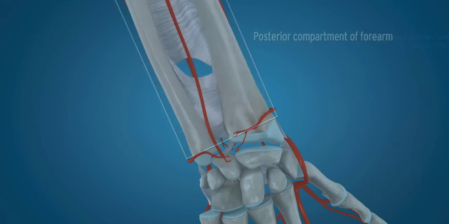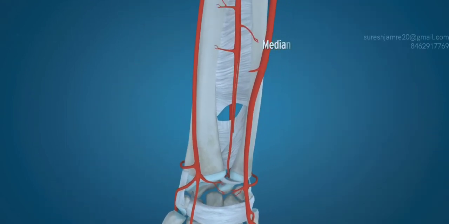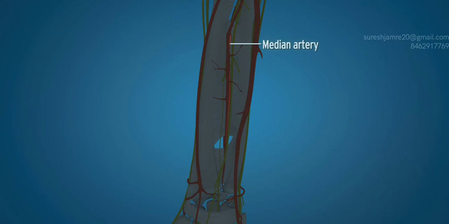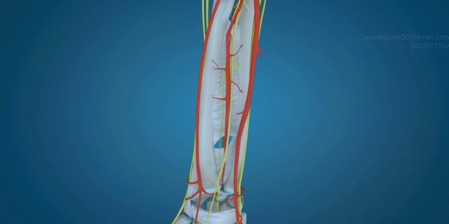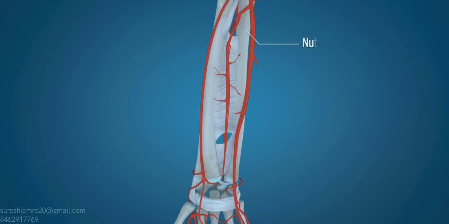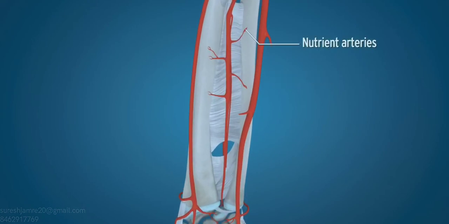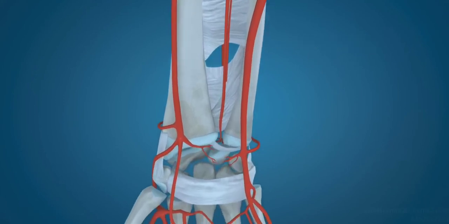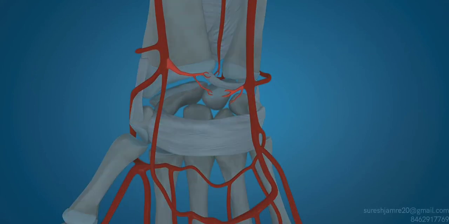Branches. Median artery. Arises in the upper part and it accompanies the median nerve. This is the axial artery of the upper limb. Muscular branches to the deep muscles of front of forearm. Nutrient arteries to ulna and radius. Carpal branch which takes part in palmar carpal arch.